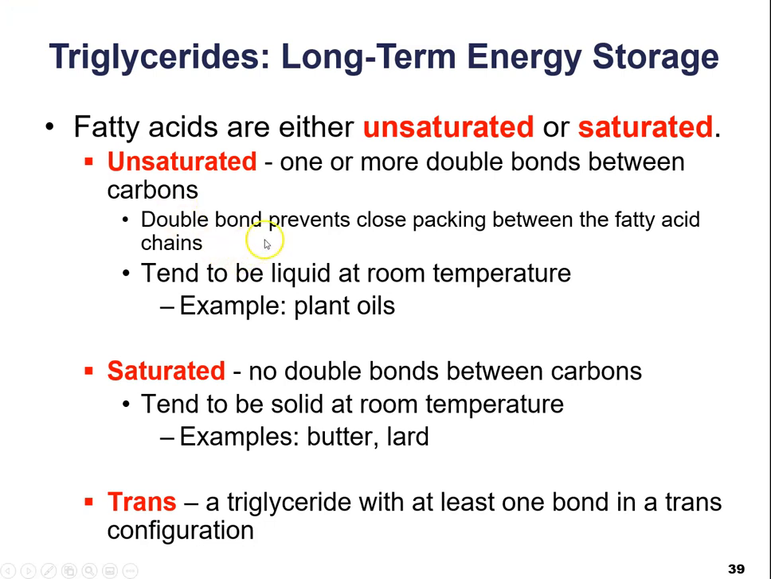And so that's what this is saying here. The double bond prevents close packing between the fatty acids. And I'll show you a picture that illustrates that in a second. Saturated fats, on the other hand, do not have any double bonds, okay? It's all single bonds. They are solids at room temperature, things like butter and lard. And because they have no double bonds, those fatty acid chains are really tightly packed, okay?